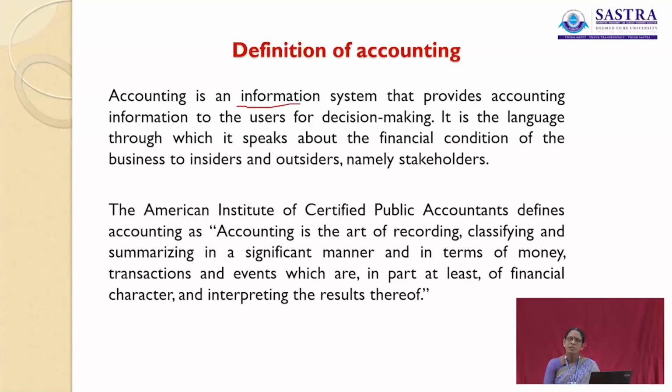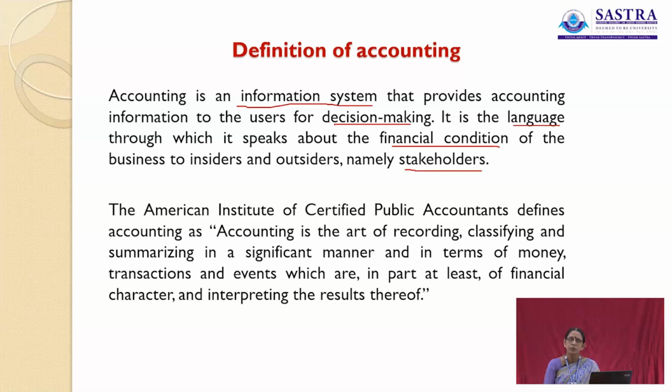So accounting is an information system used for decision making, and it speaks about the financial condition of the business. Normally we say accounting is the language through which a business speaks to the outsiders and also the insiders. These outsiders and insiders are called stakeholders. When we say stakeholders, that is a degree of interest in the business. These stakeholders will have some interest in the business in one way or another.